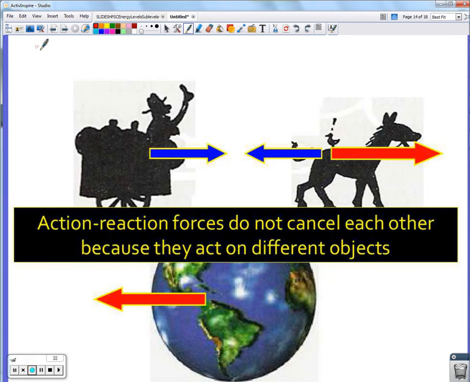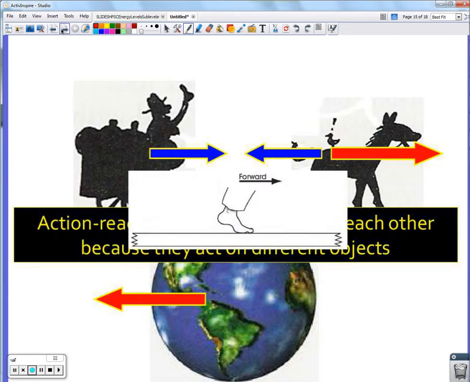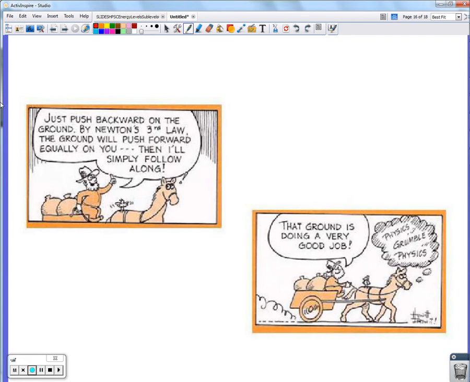So, then the farmer, having outsmarted a horse, which I don't know, is he proud of that? I'm not sure. If it makes him feel good on the inside, I guess, whatever, right? Then decides, okay, well, hang on, horse, I got you. Don't worry about it, right? Just push backwards on the ground. By Newton's third law, the ground will push forward equally on you. And then I'll just follow along.